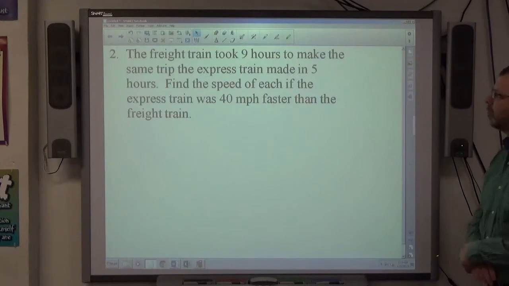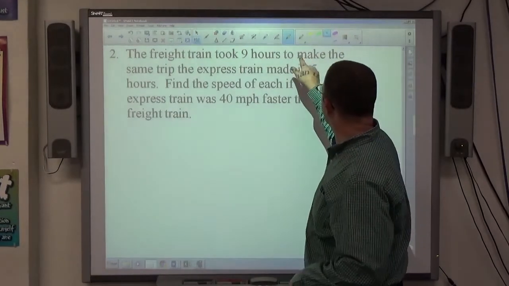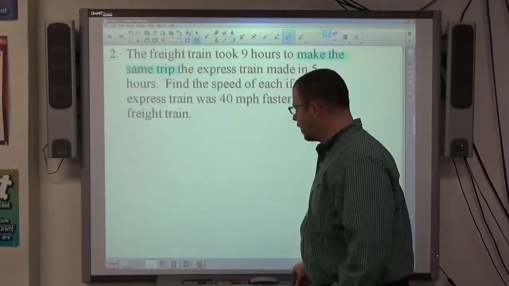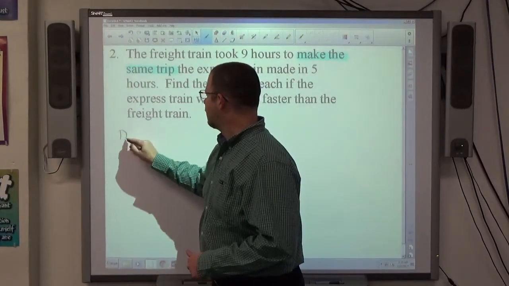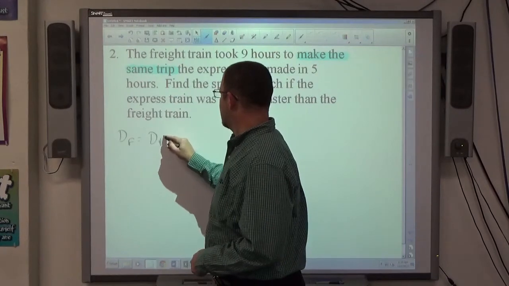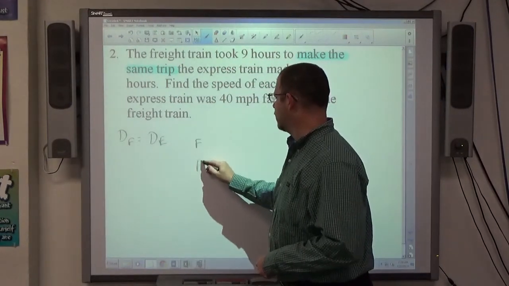Okay, problem 2. Freight train took 9 hours to make the same trip. The express train made it in 5 hours. So if we take a look just at this first sentence, it's full of information. Make the same trip means distances are equal. So I don't have to draw a picture at this point. The freight train distance is equal to the express train distance. And freight and express are going to be my categories.